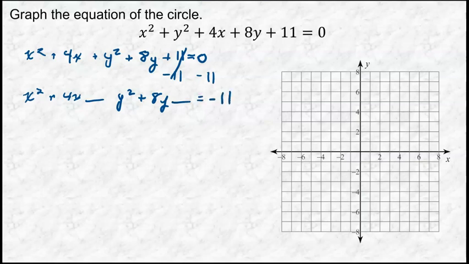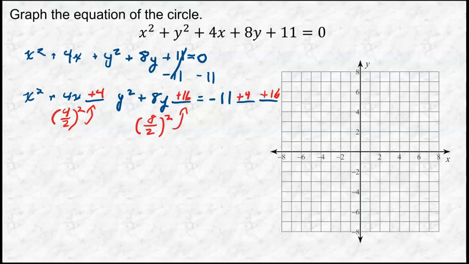So now I am completing the square. I am dividing my b term by 2 and then squaring it. So that's plus 4. I am dividing this term by 2 and then squaring it. 8 divided by 2 is 4. 4 squared is 16. I have to do that on both sides to keep equality or to maintain equality.